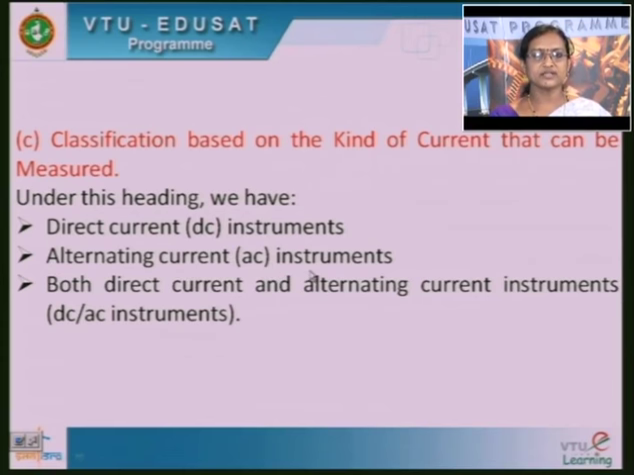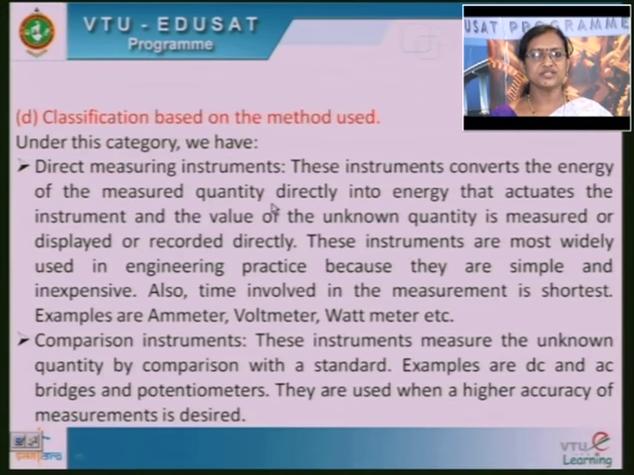The alternating current instruments are also called moving iron instruments. The direct current instruments we call moving coil instruments. Some of the instruments can be used for the measurement of both direct current and alternating current. So, depending on the kind of current, we classify the instruments into three categories: direct current instruments, alternating current instruments, and both direct current and alternating current instruments. The next classification is based on the method used. Under this category, we have direct measuring instruments and comparison instruments.